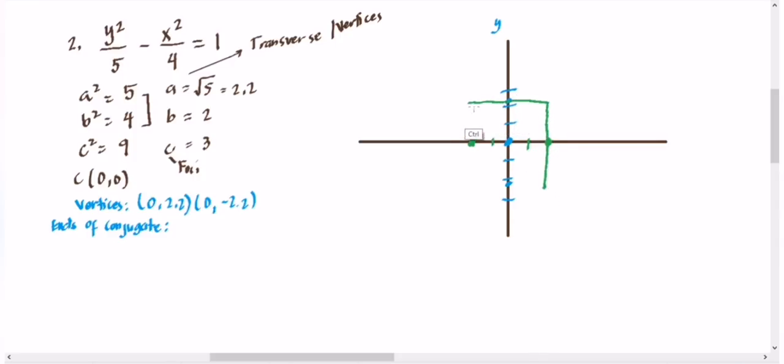Okay, yan yung magiging rectangle natin. Automatic yan, kailangan natin gawin yan para ma-graph na maayos yung hyperbola natin. Okay? So, ends of conjugate, bilang lang natin yung 2. So, yan ay nasa x-axis, tama? So, magiging points niyo ay nasa 2, 0. Then, the other one is negative 2, 0.